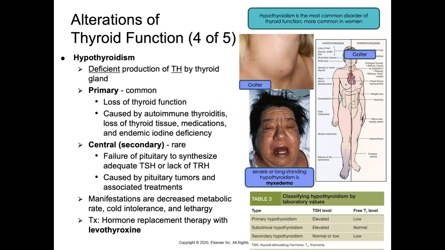Shifting gears now into hypothyroidism, and this is the most common disorder of the thyroid function, and it's more common in women. So hypothyroidism is when we have a deficiency in the thyroid hormones produced by the thyroid gland. And just like we saw with the hyperthyroidism, we're going to separate it into primary and central or secondary types. So with our primary hypothyroidism, this is more common, and we have lost the thyroid function. And this could be due to an autoimmune thyroiditis, and this is also known as Hashimoto disease.